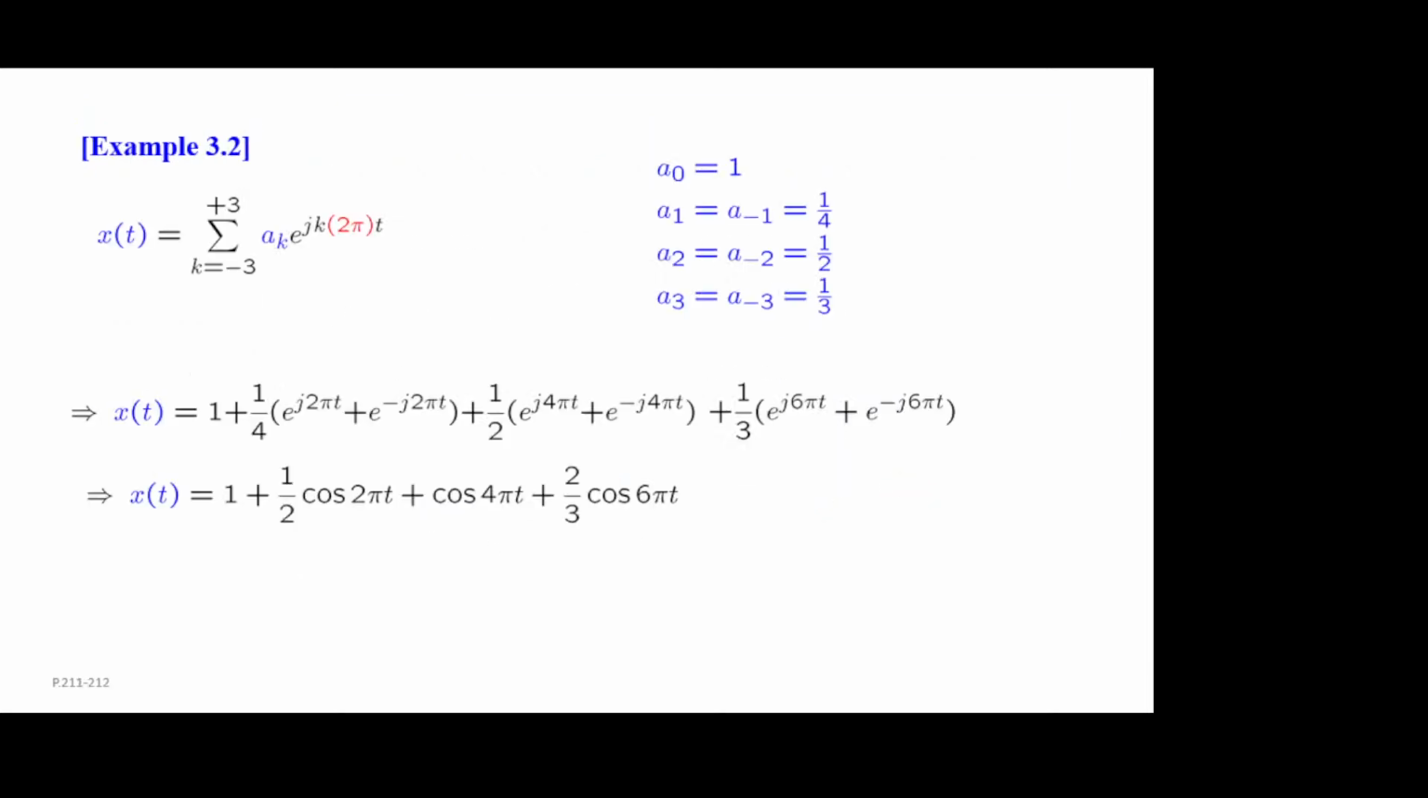You see that's actually true here, right? All those a are real, so a star equals a, and a_k star equals a_k, and we have a_k equal to a sub minus k. So let's check that out.